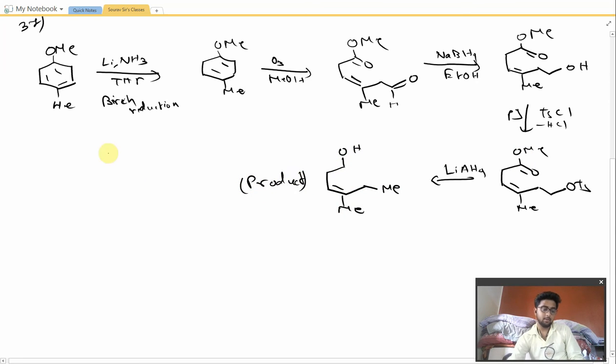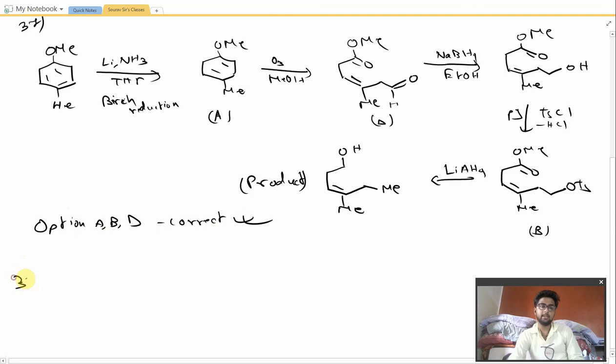Now in option A the intermediate is formed over here, in option D the intermediate is formed over here, and in option B the intermediate is formed over here. So options A, B, and D are formed. So options A, B, D are the correct options.